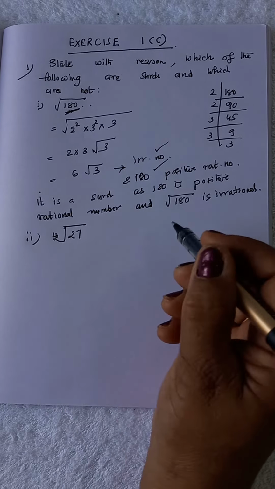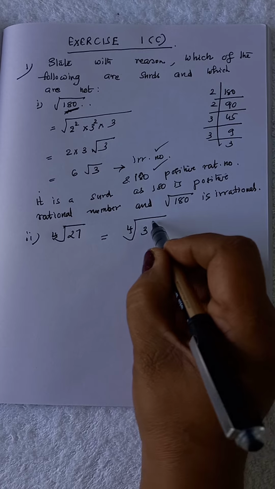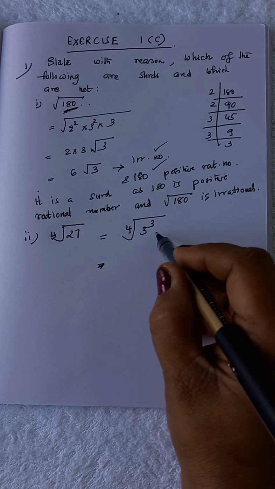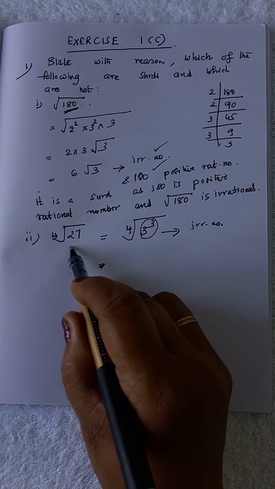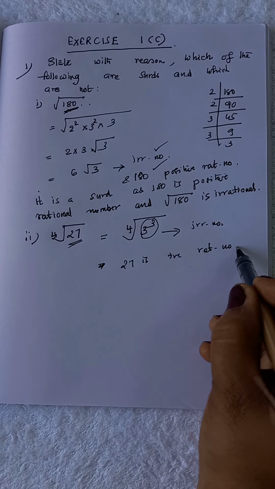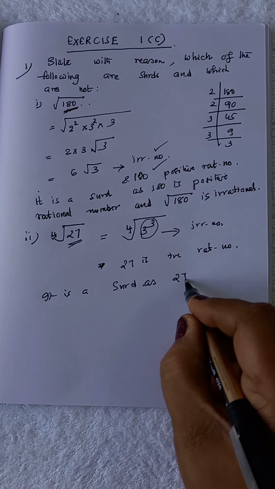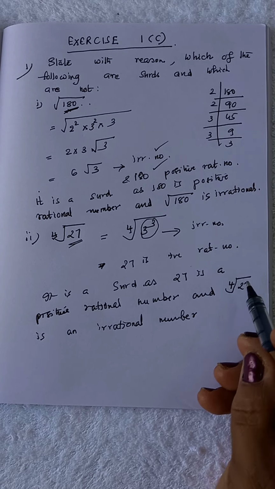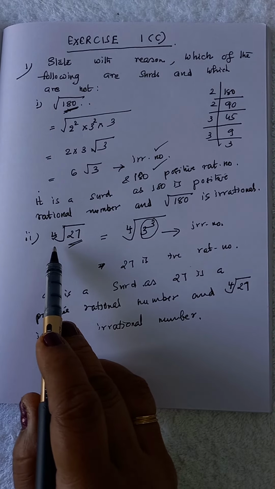27. This can be written as fourth root of 3 raised to 3, that is 27. We can't find the value of this. So, what about this? This is an irrational number. And what about 27? 27 is a positive rational number. So two conditions are satisfied. Therefore, it is a third, as 27 is a positive rational number and fourth root of 27 is an irrational number. This is a third of order 4, like that we say.